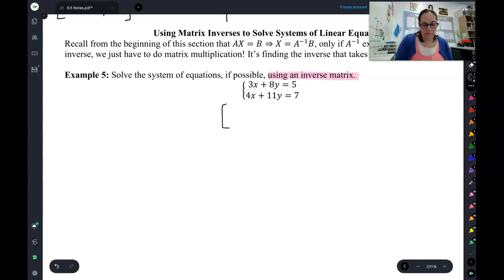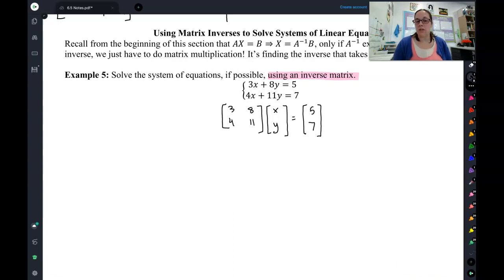You have your coefficient matrix, so in this case it would be 3, 8, 4, 11. We have our variable matrix, which is going to be x and y. And we have our constant matrix, which is 5, 7. So anytime you see those words using an inverse matrix, that's your first step. Step 1, rewrite them using your three different matrices.